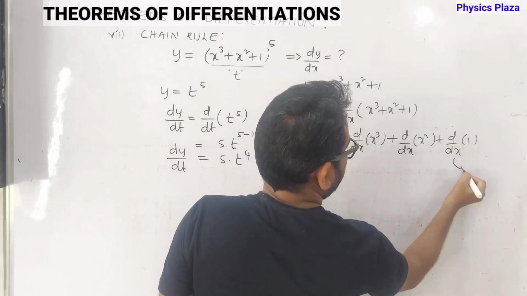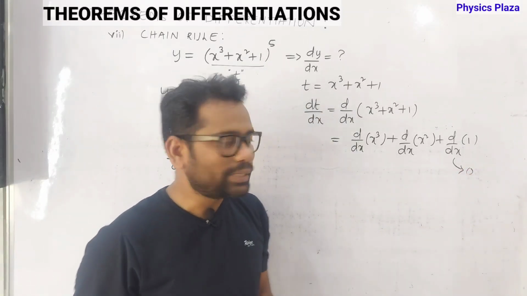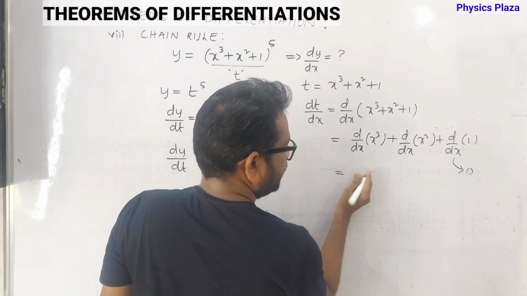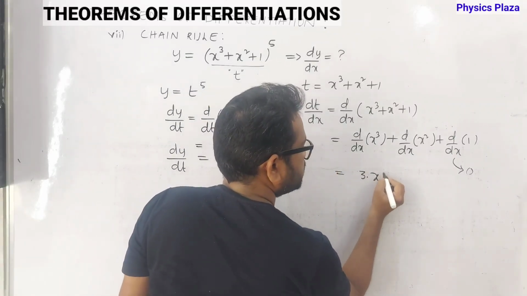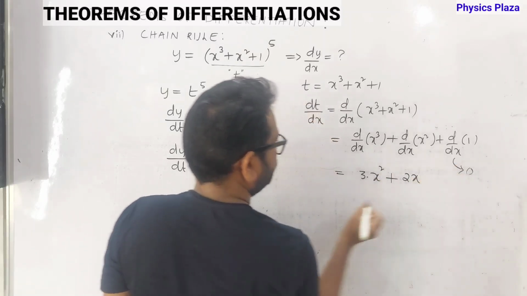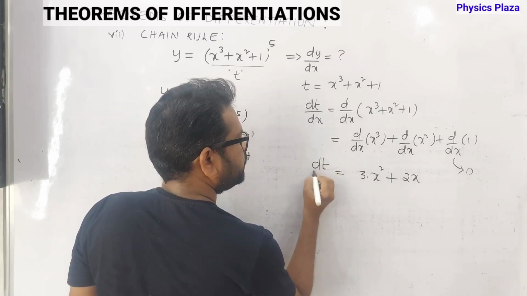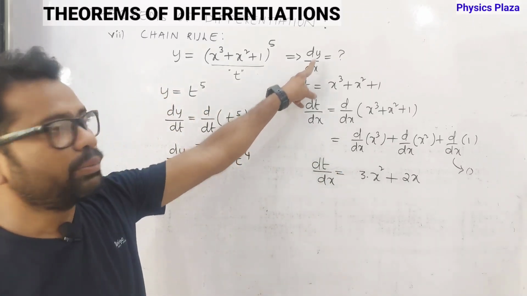Anyhow, children, this value is going to be 0. The differential coefficient of an isolated constant is always 0. So children, if you apply the x power n formula here, you will get 3 into x power 2 plus 2x, anyhow plus 0. This is dt by dx. But what we have to calculate? We have to calculate dy by dx.